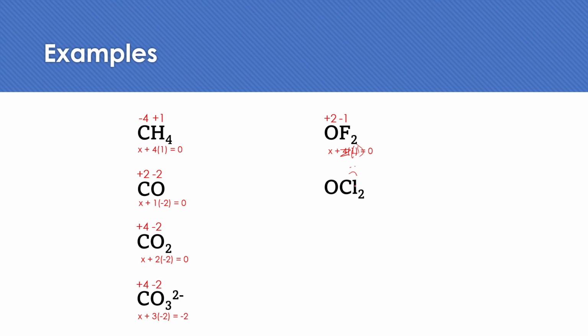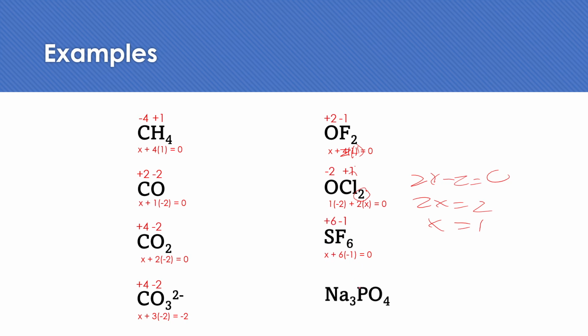Let's look at oxygen dichloride. Again, the halogens are usually -1. But the oxygen rule is higher than the chlorine rule, the halogen rule. So oxygen gets -2 and chlorine gets +1. In this case, you have two of them. So 2x minus 2 equals 0. So 2x equals 2, so x equals plus 1. What about SF6? Again, fluorine is always -1, and there's 6 of them. So sulfur ends up being +6.